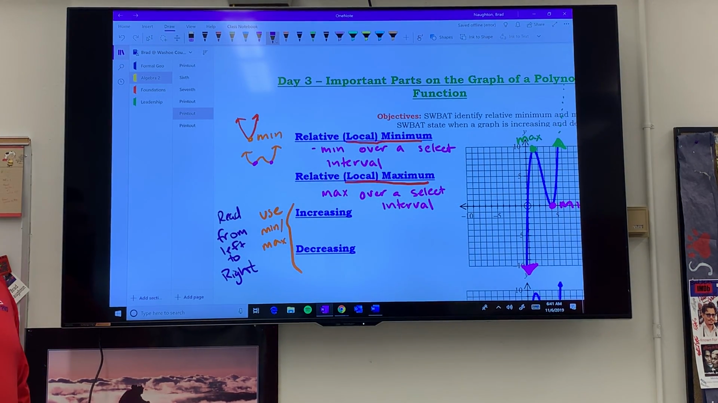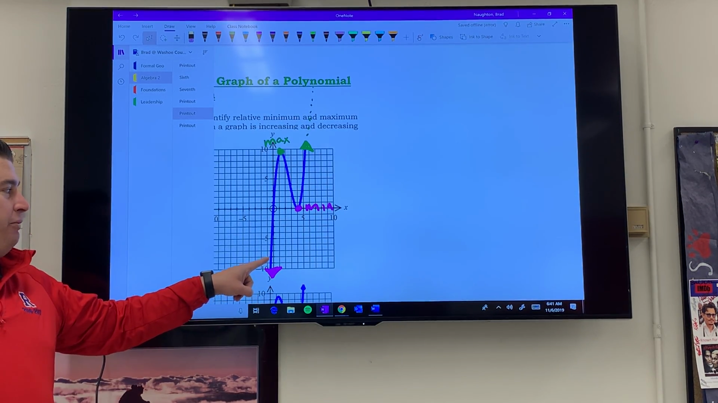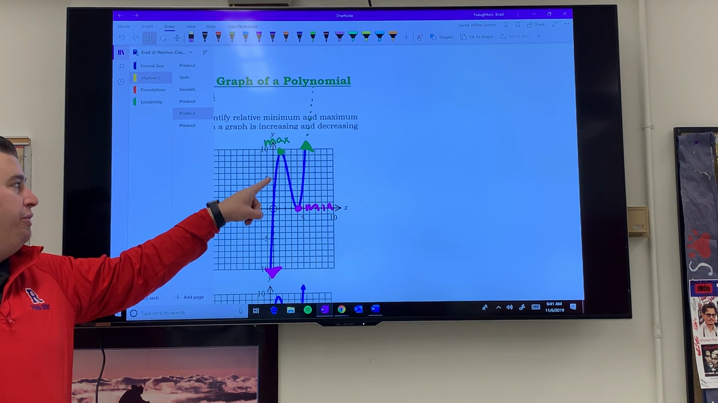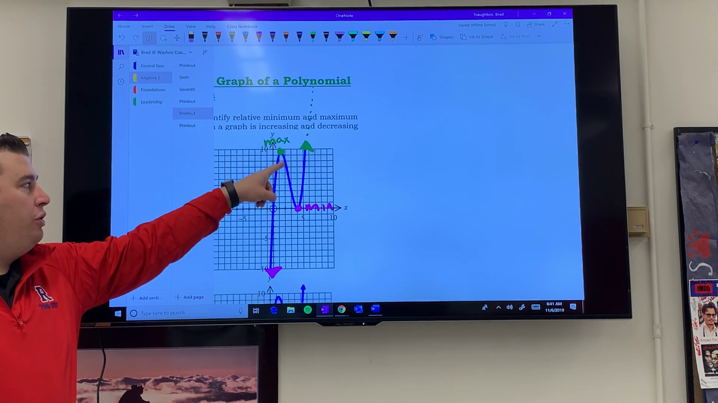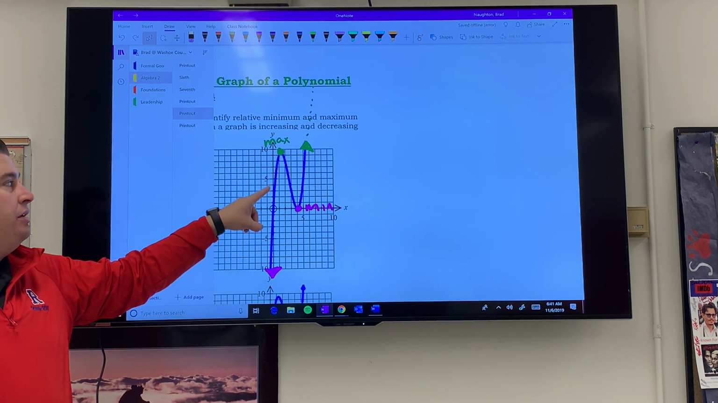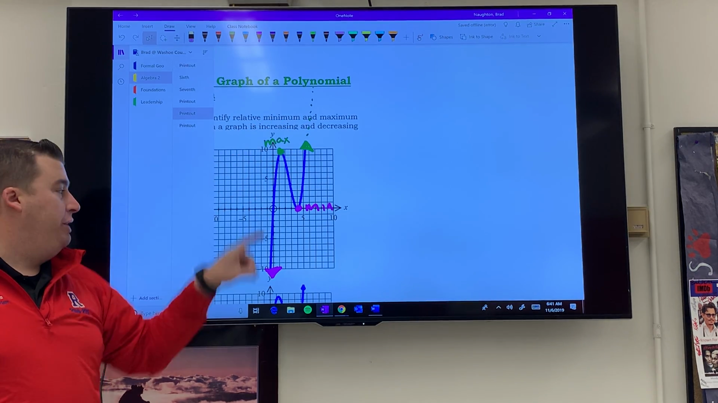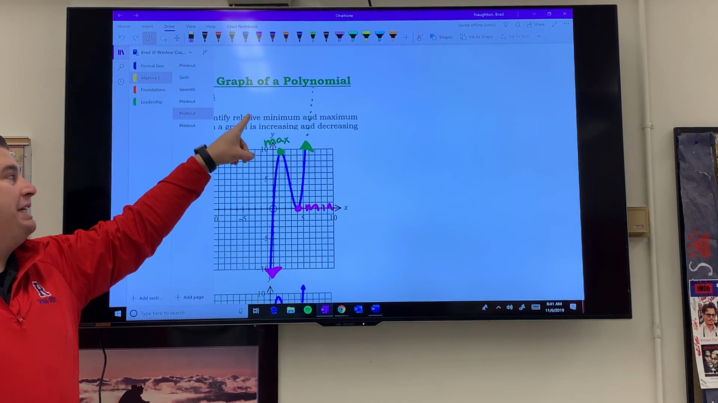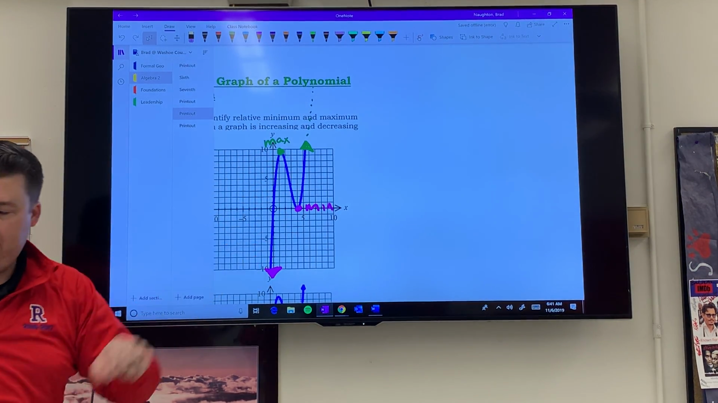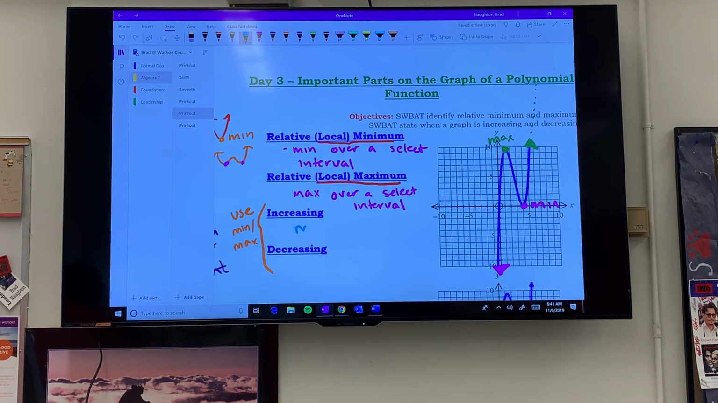So, ladies and gentlemen, we're going to start off here. You can see my finger right here. As we're going along, what is your finger doing? Is your finger going up or is it going down? We can see here my finger is going up, then it's going down for a little bit, and then back up. So when it's going up, we're going to call that increasing. And when it's going down, we're going to call that decreasing. So increasing is moving up, and decreasing is moving down.